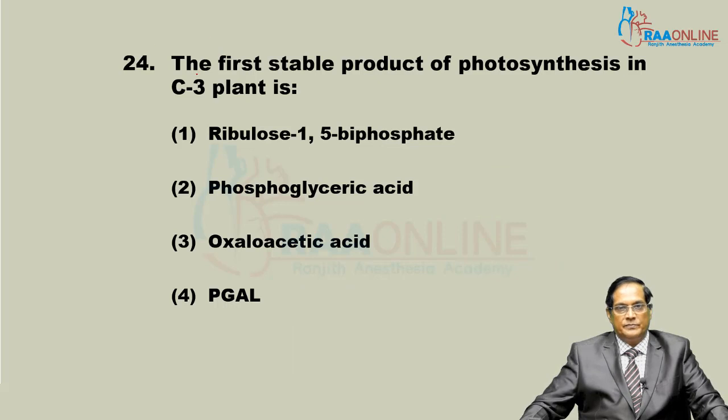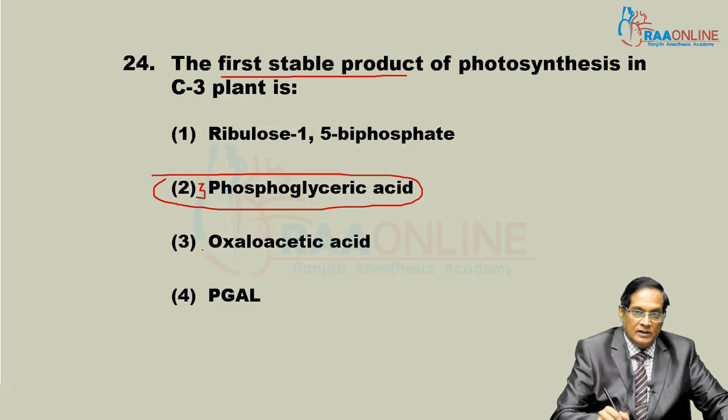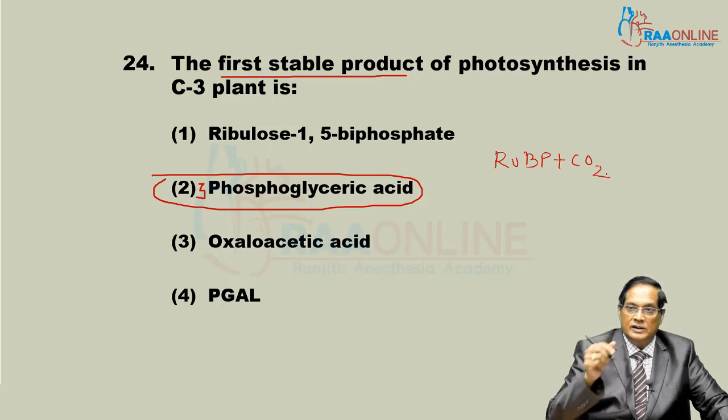Now come to the next one. The first stable product of photosynthesis, that is a direct question. 3-phosphoglyceric acid, 3-PGA, better to write here 3-PGA. How does it form? That is RuBP, ribulose 1,5-bisphosphate, the CO2 acceptor. It undergoes carboxylation with the enzyme Rubisco. Here the Rubisco enzyme is required.